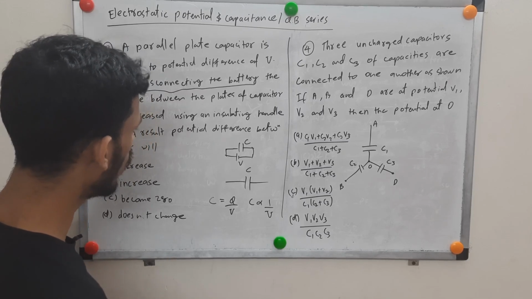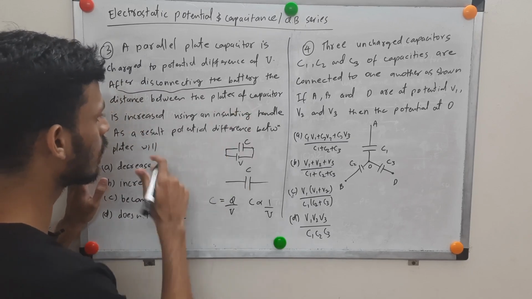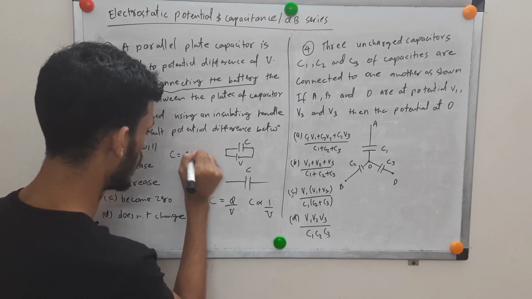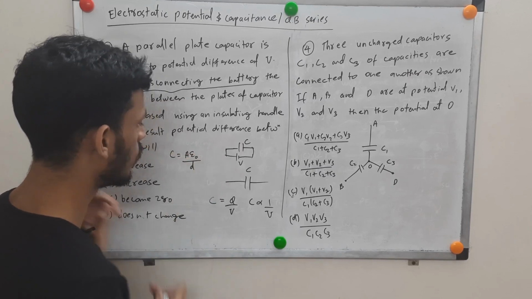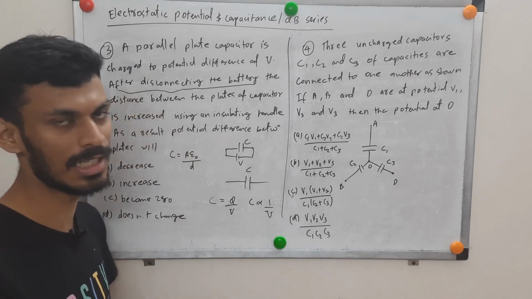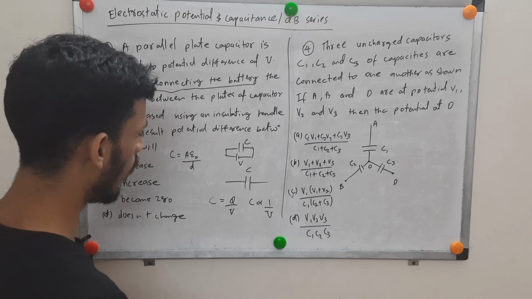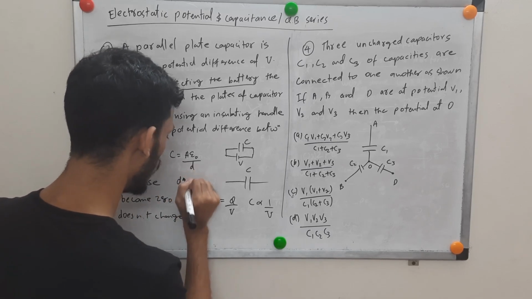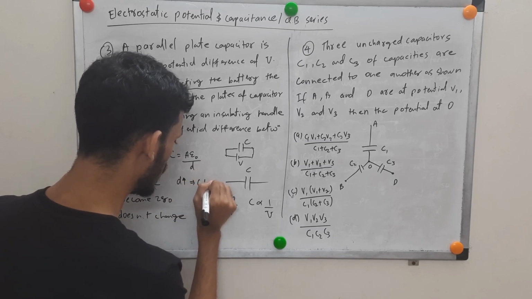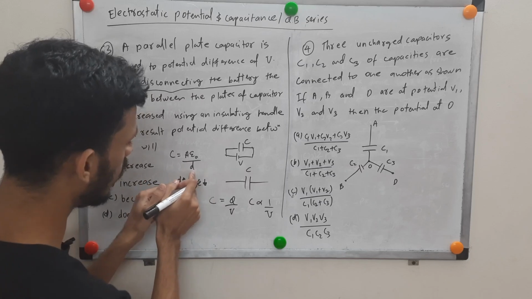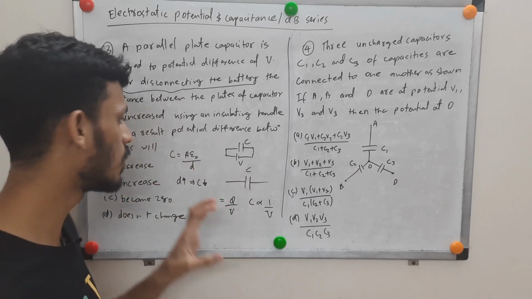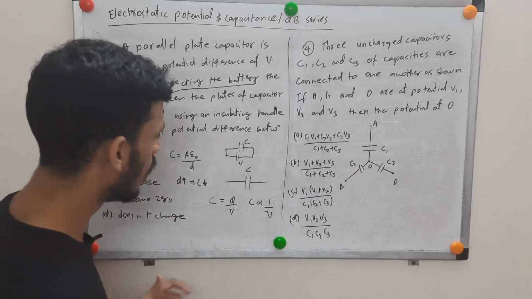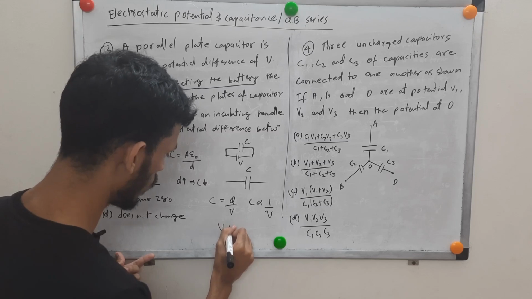So what is happening over here? We are increasing the separation, plate separation. So capacitance is given as A epsilon naught by D. This D is the plate separation, right? So we are increasing this D, meaning we are decreasing C. So if we increase the denominator, the C will decrease, right? So C is decreasing, but C and V are inversely proportional. So V will increase. Okay.